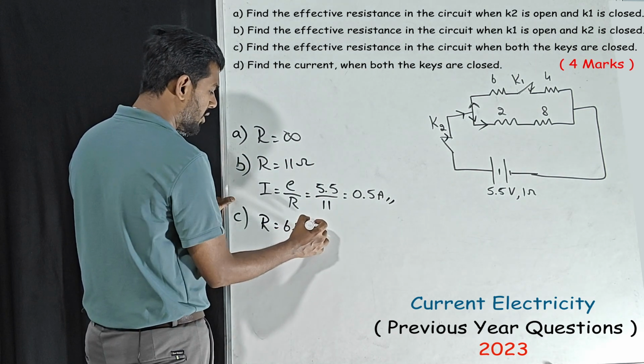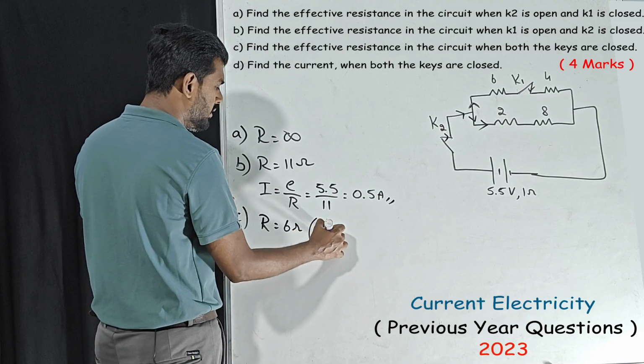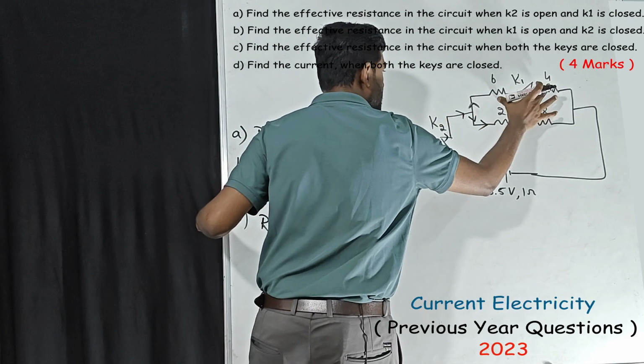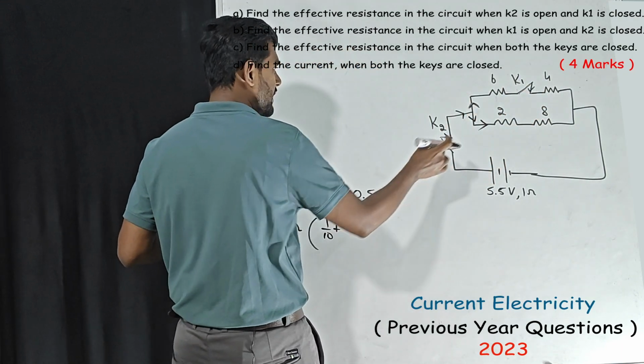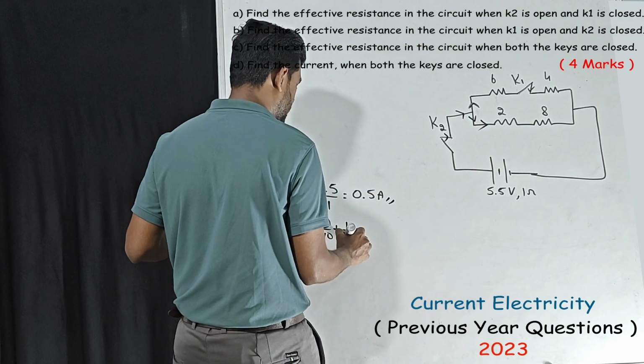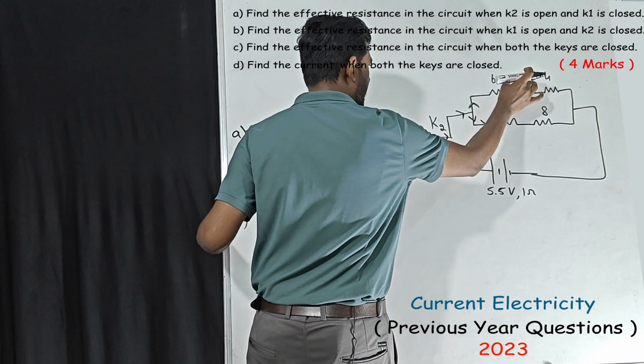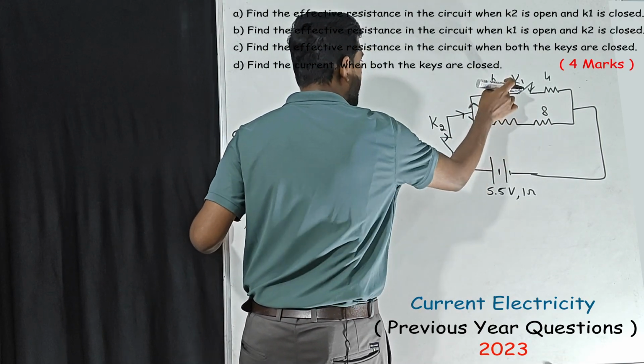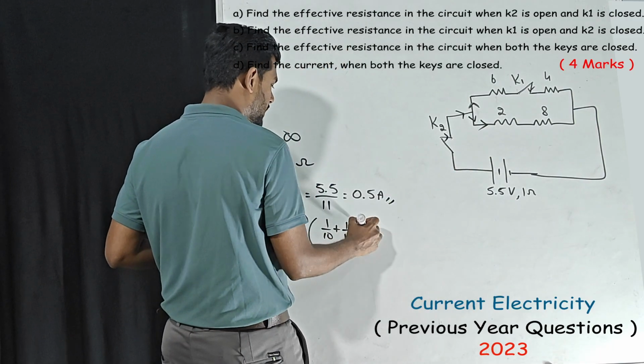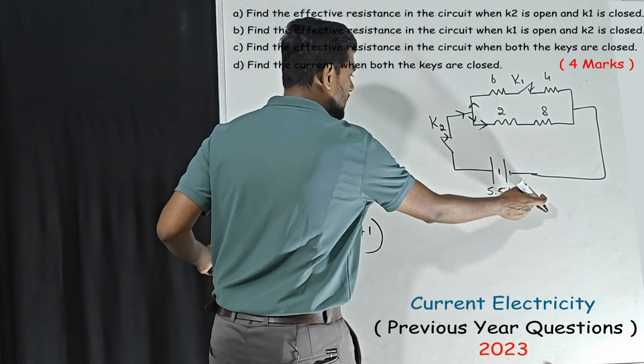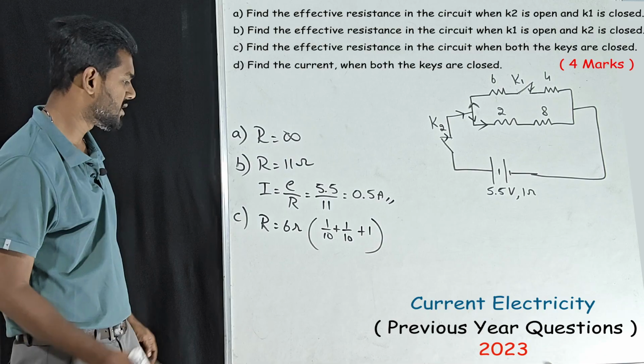See, how we got 6 ohm? These two are in series, 1 by 10. Then these two are in series, again it is 1 by 10. These two are in series, that's why we added 10 ohm. And these two are in parallel, that's why 1 by 10 plus 1 by 10, plus 1 ohm at the end, because it is external resistance.